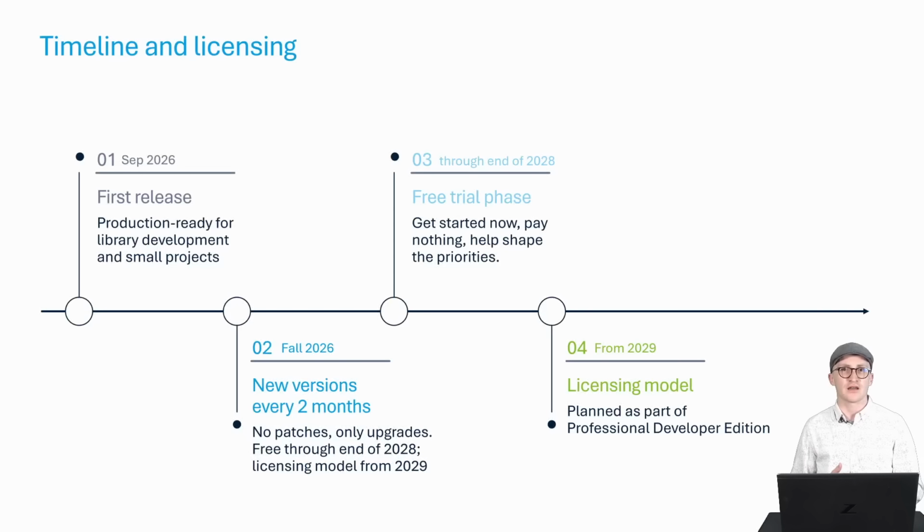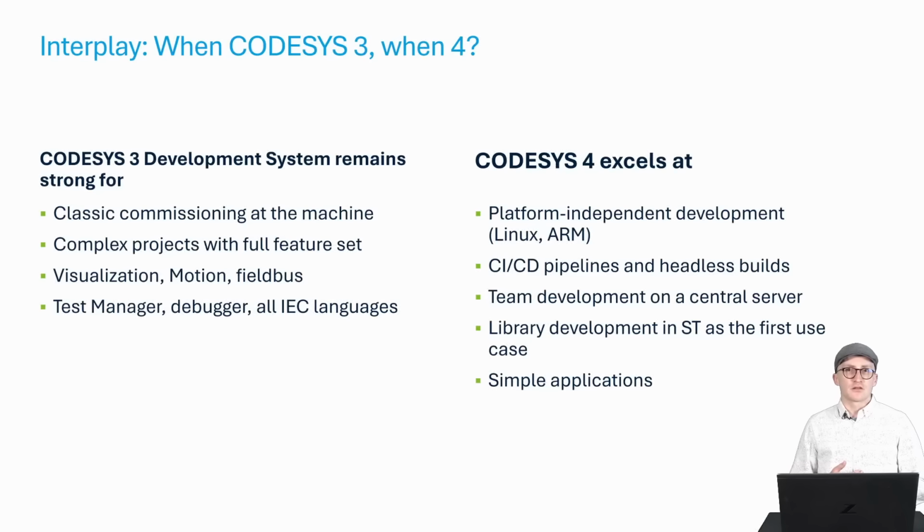That brings us to the final topic. When should I use CODESYS 3 and when should I use CODESYS 4? This slide I would encourage you to bookmark because it answers the most common question. CODESYS 3 remains the right tool for classic commissioning, complex projects with the full feature set, visualization, motion and fieldbuses, and proven workflows with the test manager and debugger.